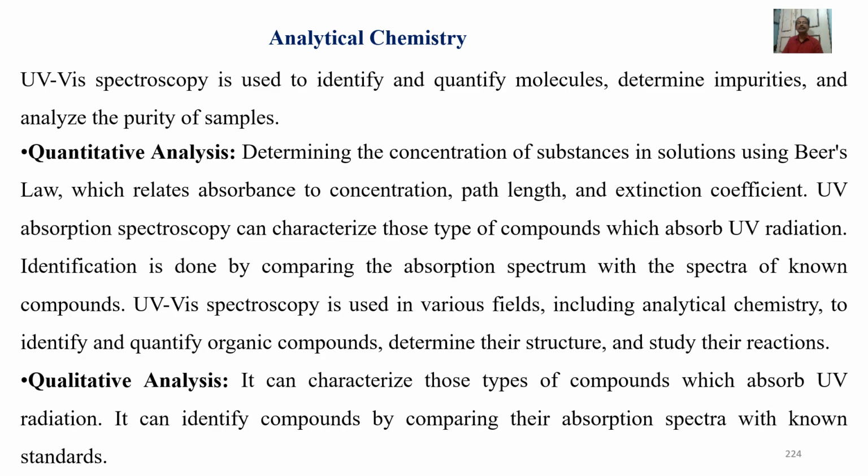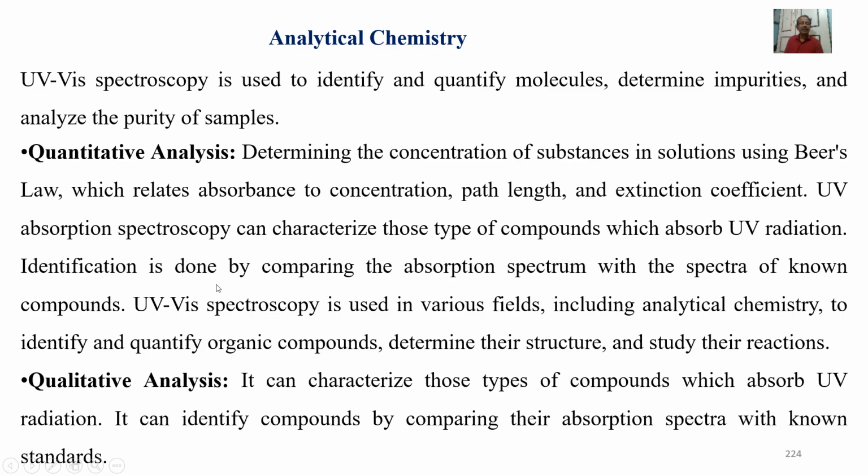Analytical chemistry. UV spectroscopy is used to identify and quantify molecules, determine impurities, and analyze the purity of samples. Quantitative analysis. Determine the concentration of substances in solutions using Beer's law, which relates absorption to concentration, path length, and extinction coefficient. UV absorption spectroscopy can characterize those types of compounds which absorb UV radiation.